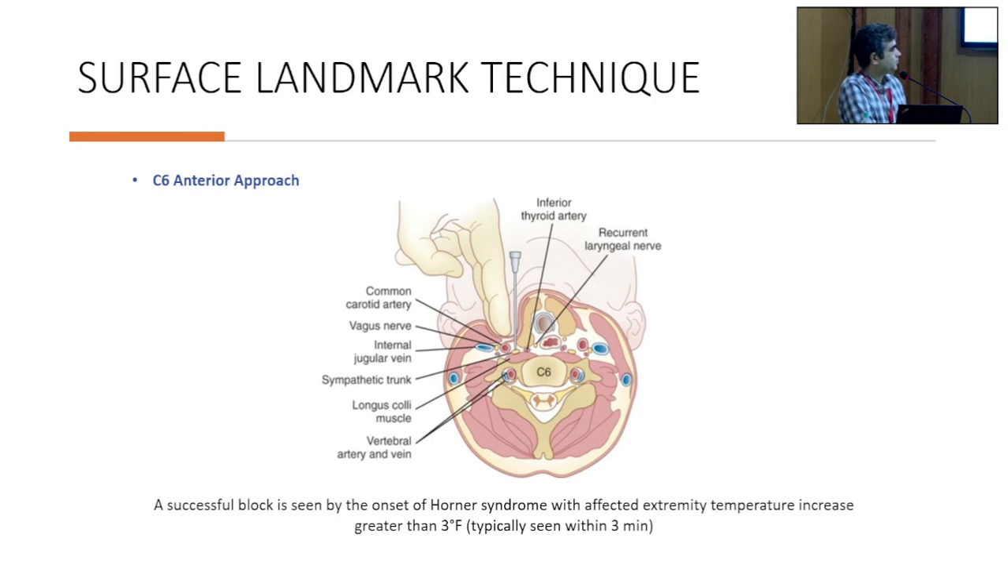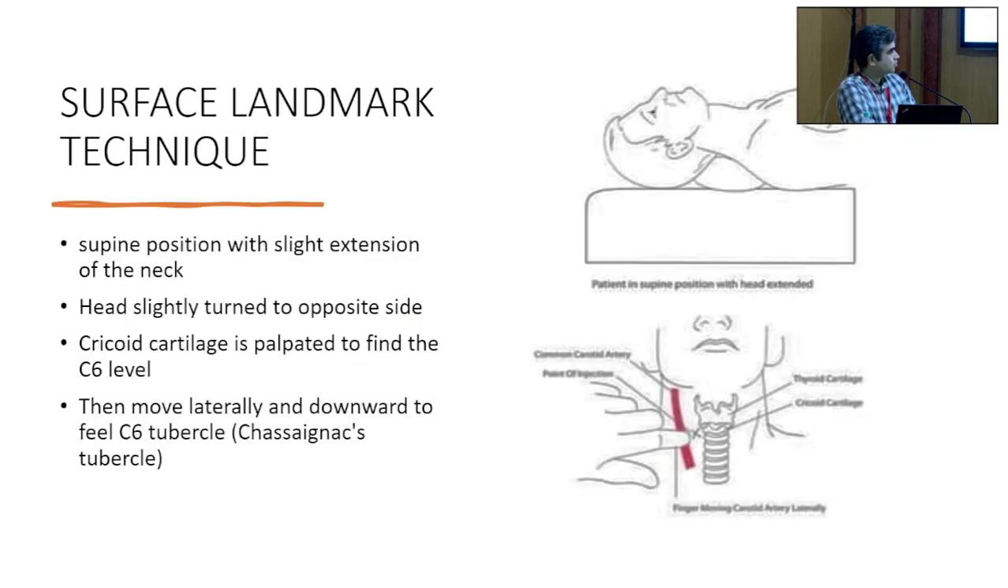So in this view, you can see this is the trachea, then esophagus, this is thyroid, this is the C6 transverse process, the tubercle, and the vertebral artery posteriorly in the transverse foramen.